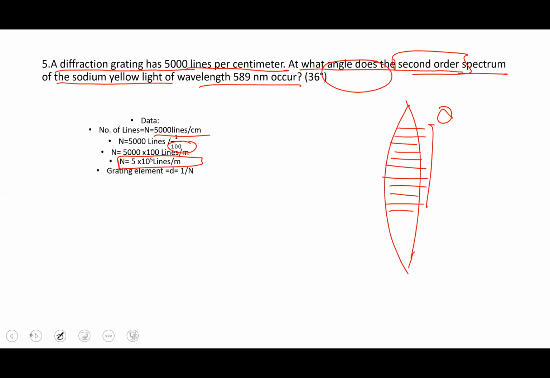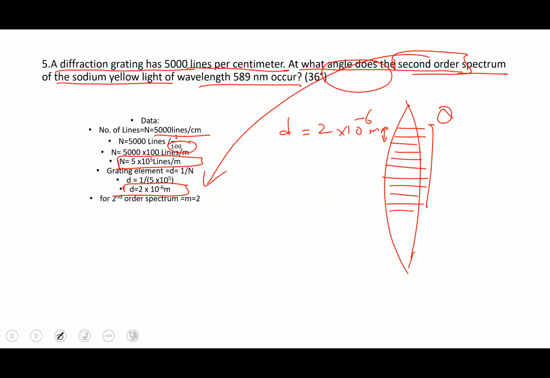The grating element is d, which is the inverse of the number of lines. So d is equal to 1 divided by n, which is 1 divided by 5 into 10 to the power 5, equal to 2 into 10 to the power minus 6. So the value of d, the distance between any two single slits, is 2 into 10 to the power minus 6 meters. And we have the second order, so m is equal to 2. The wavelength is given to us, which is 589 nanometers, or 589 into 10 to the power minus 9 meters. We have to find the angle theta.